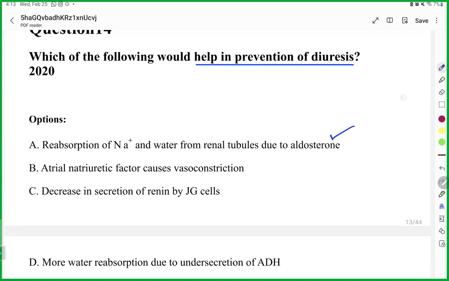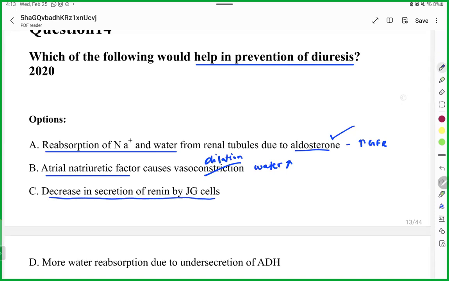Okay, so A. Why? Because aldosterone will help in the reabsorption of sodium and water, so it will increase GFR and prevent water loss, prevent diuresis. It is correct. ANF is causing vasodilation, so it releases more water. More water is released in urine. Third, decrease in the secretion of renin from JG cell. Wrong, because if JG cell gets activated, it produces more renin, so this will help to save water.